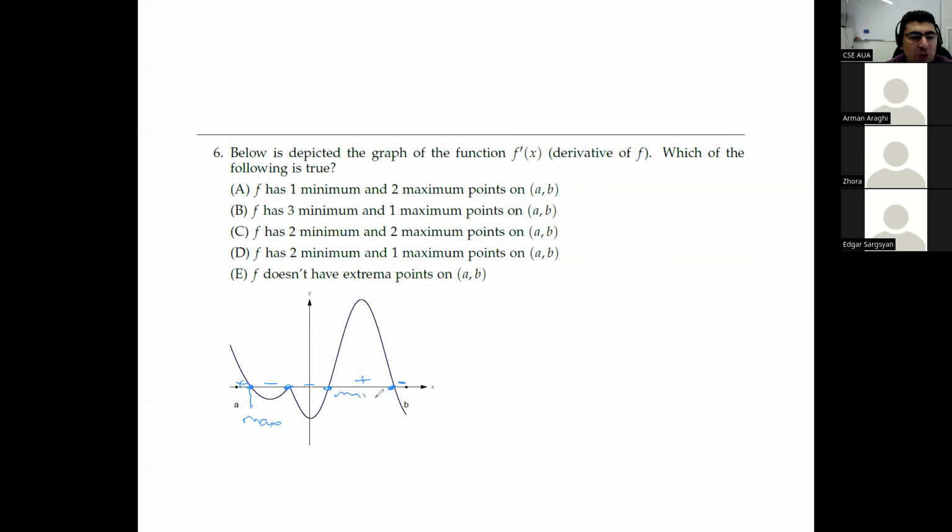Minimum. And what about the last one? Last is maximum. So we have 2 max and 1 minimum. F has 1 minimum, 2 maximum. Seems to be correct. F has 3 minimum? We have only 1 minimum. Yeah, so we have this.